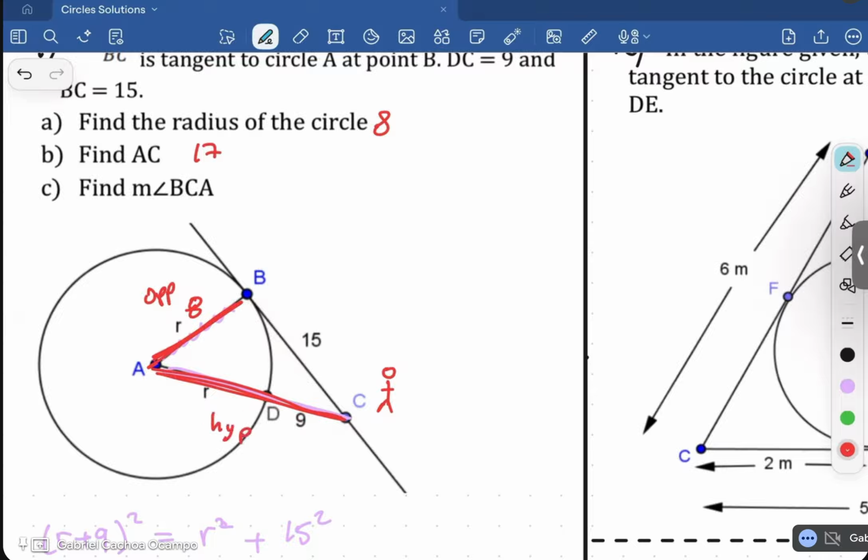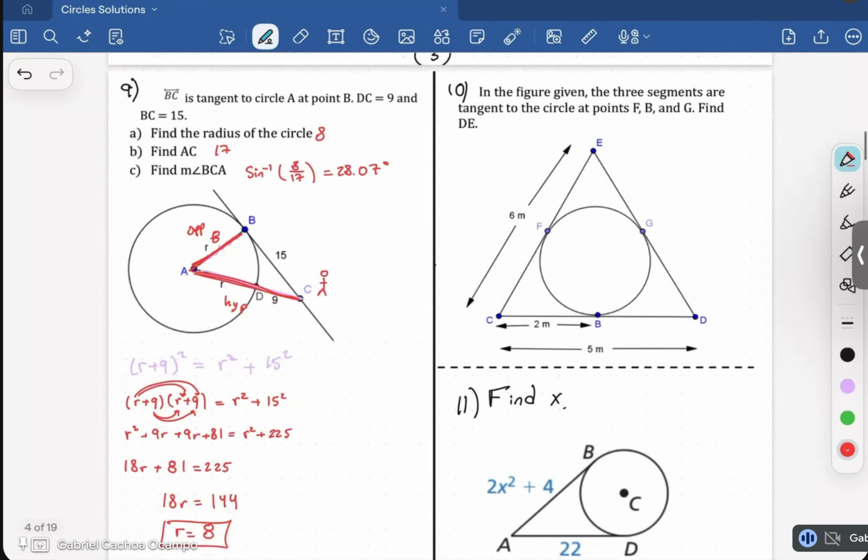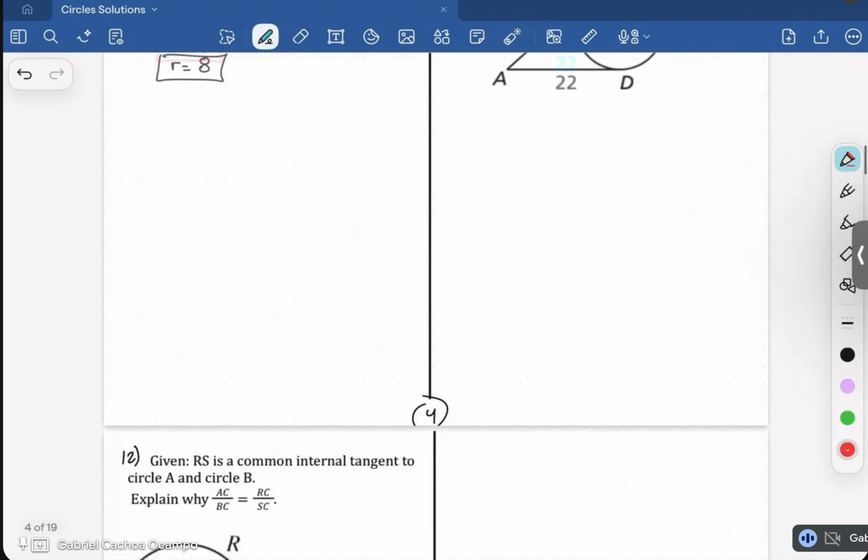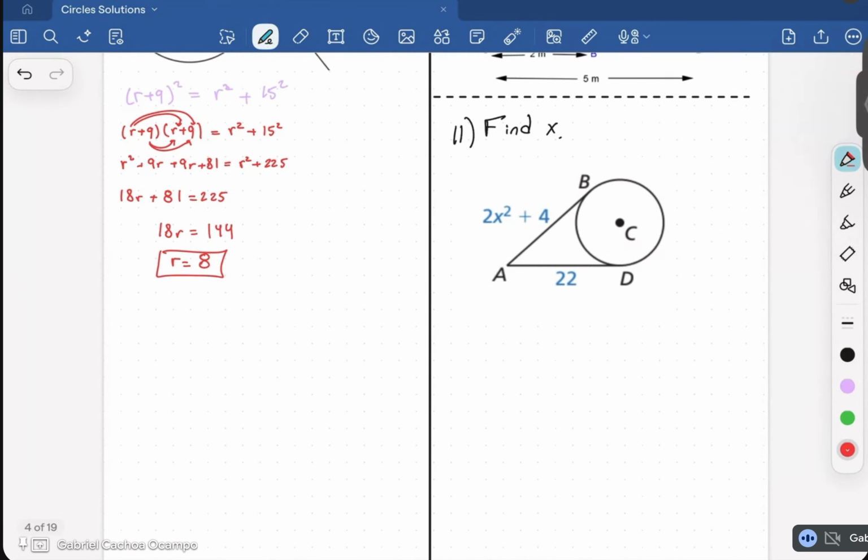So what relates opposite and hypotenuse? Sine. But because I want to find the angle, instead of using sine, I'm going to use inverse sine. So inverse sine of opposite 8 over hypotenuse 17. So you go to your calculator, shift sine 8 over 17, and that is 28.07. Amazing. So we're almost done with these problems.